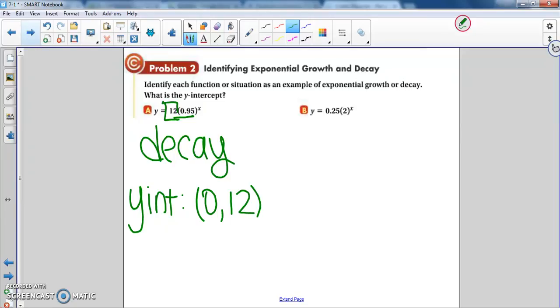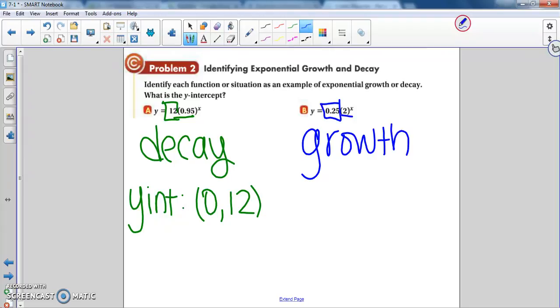For B, our base is 2, therefore it is growth. A is our y-intercept, therefore our y-intercept is (0, 0.25).